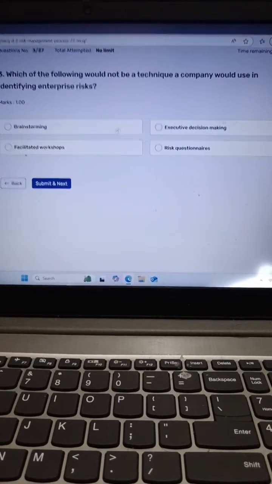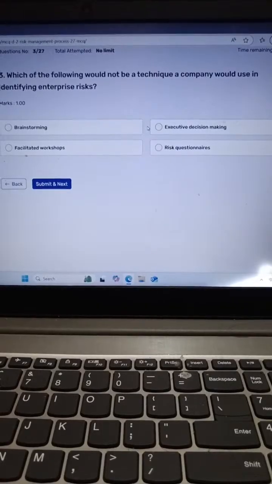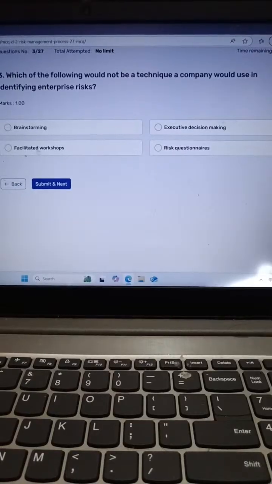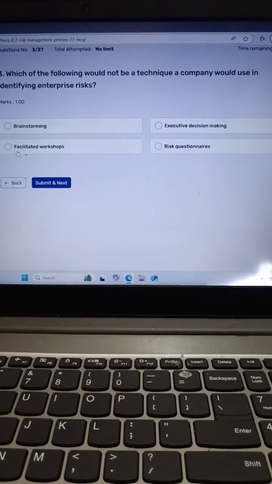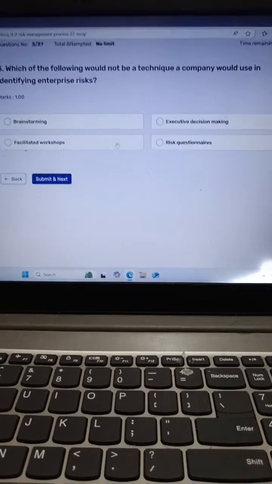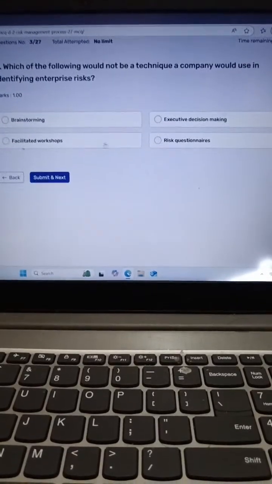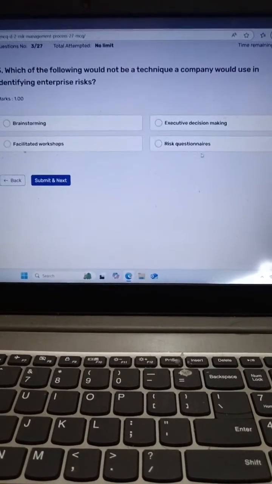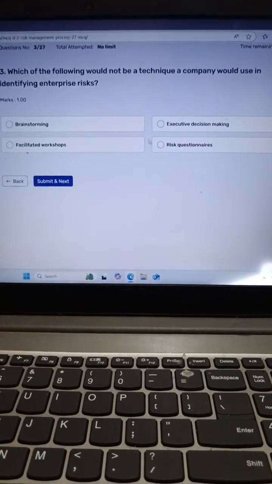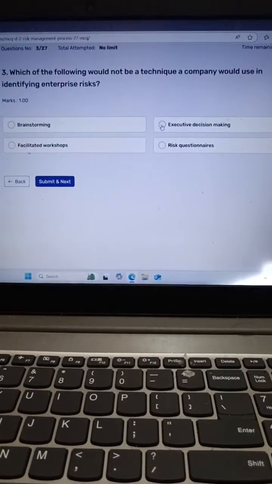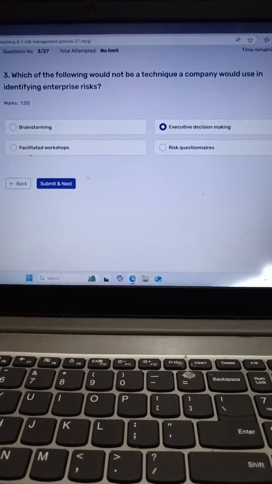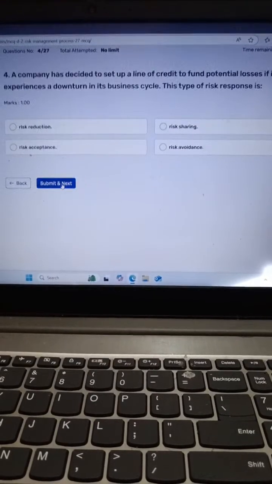So this is the valid question, and executive decision making. This is a little bit confusing. Questions, options, and workshop. Facilitated workshop is also one type of risk identification technique, and risk quiz questionnaire is also a technique. So only this is the odd one, executive decision making. This is not an identifying enterprise risk technique, right?